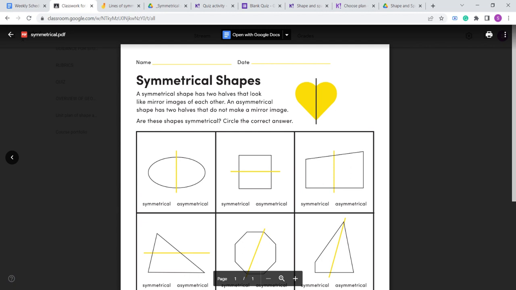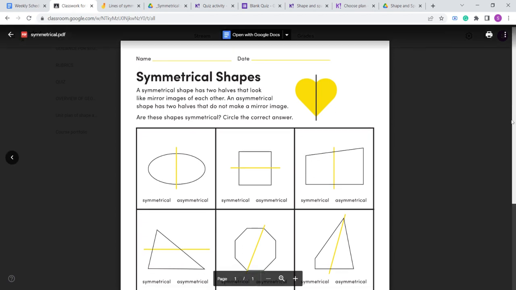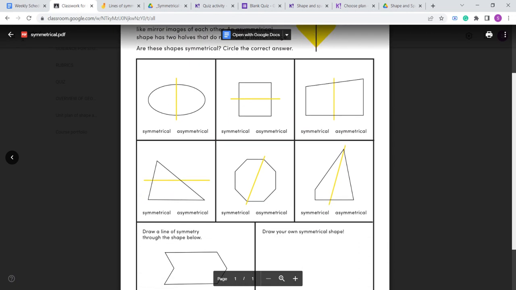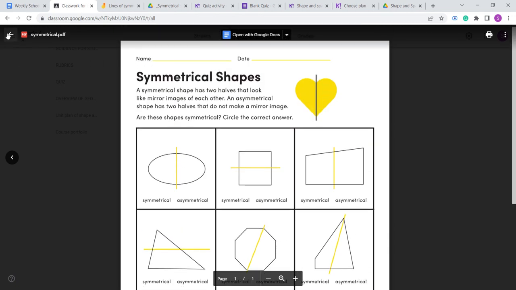With this worksheet, they can also learn about the asymmetrical shapes, because they know what the symmetrical shapes are. With the help of drawing lines, they can also learn what the asymmetrical shapes have.